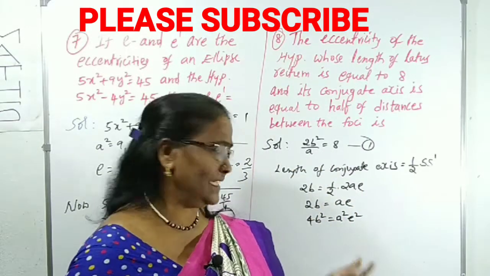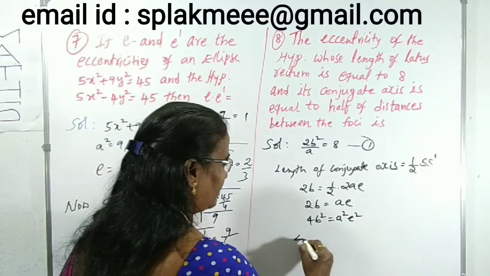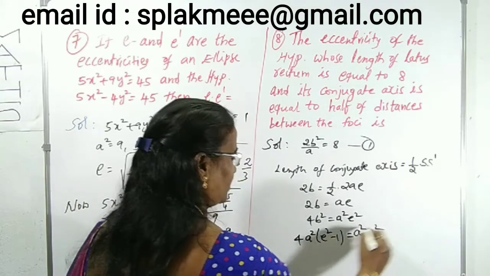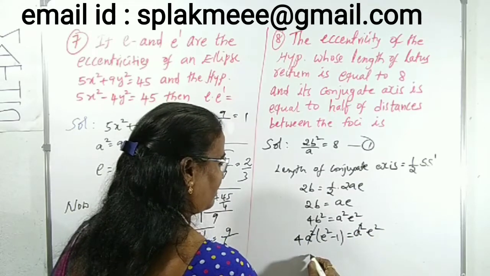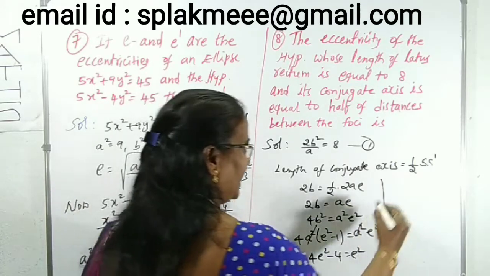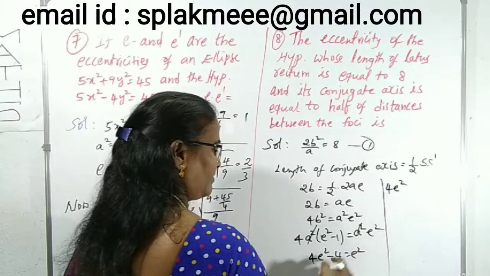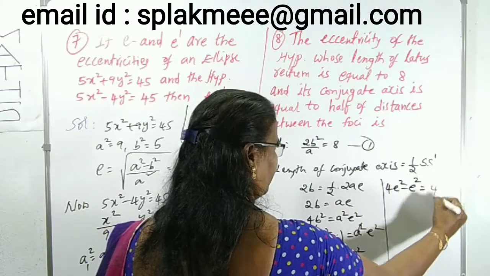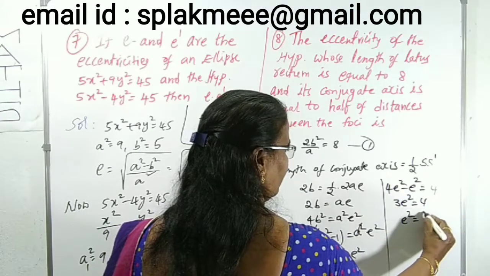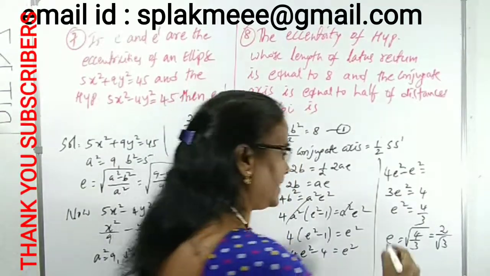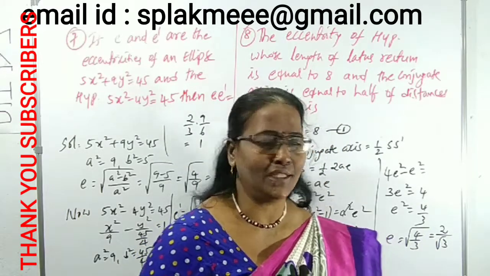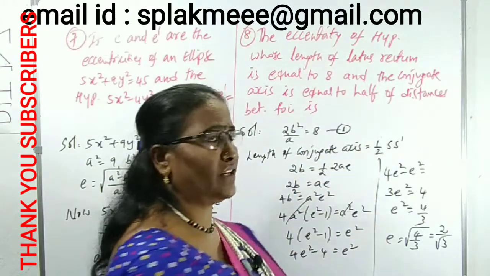Here there is a chance to get e directly because b square you know very well. b square is simply a square times (e square minus 1), which equals a square e square. By cancelling a square throughout, what will be left over? 4e square minus 4 is equal to e square, right? Again rewriting, 4e square minus e square is equal to 4. 4e square minus e square is 3e square. 3e square is 4. e square is 4 by 3. Then e is root over 4 by 3, which is 2 by root 3. So that is our required eccentricity of the hyperbola.